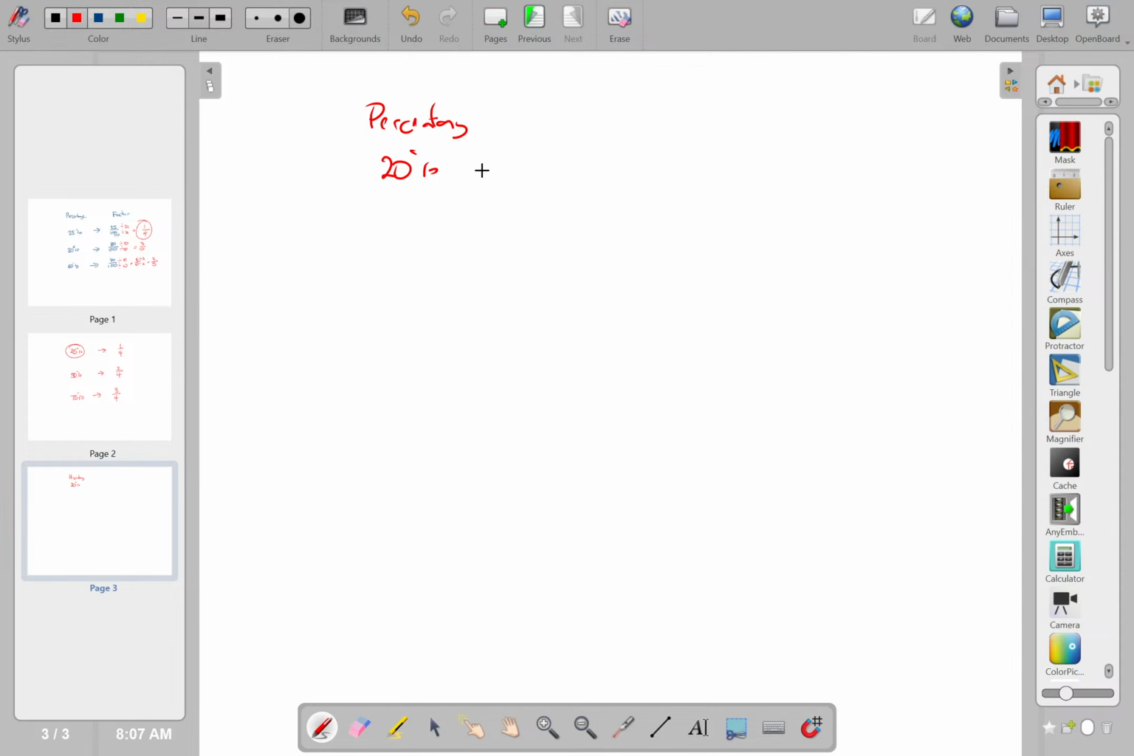Welcome everybody. How do I make a percentage into a fraction? Throw it over 100. That's what the percentage sign means. Then we're going to divide the top by 20 and divide the bottom by 20. We get 1 over 5. You're supposed to know how to do this quickly.